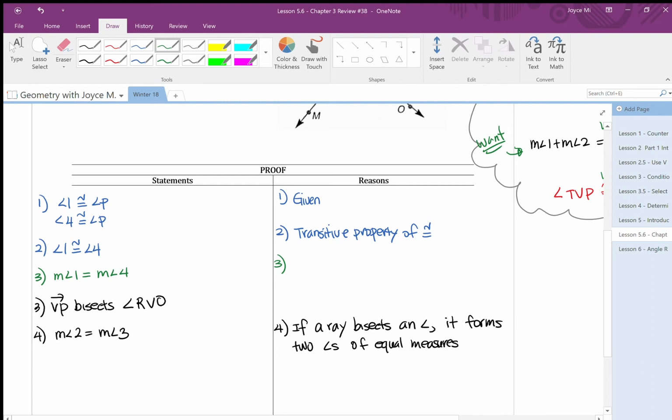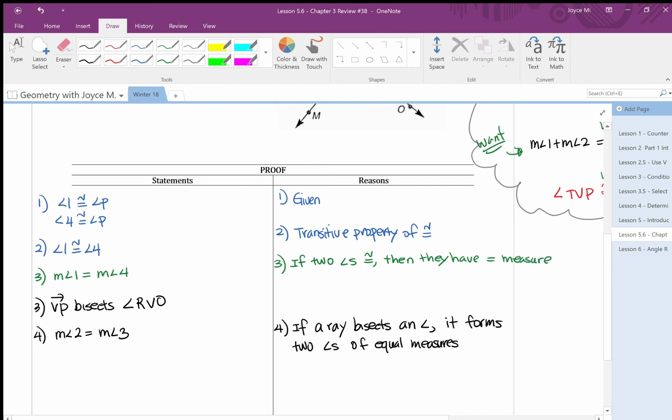So I have to say if 2 angles are congruent, then they have equal measures. Or you could just say angles with congruent angles have equal measures. You could just say that. So if 2 angles congruent, then they have equal measure. Okay, then they have equal measure.